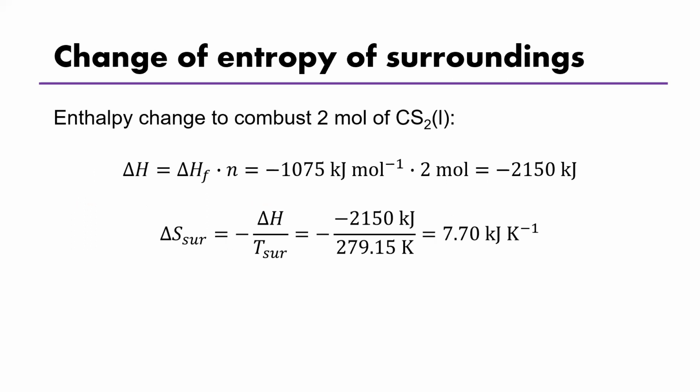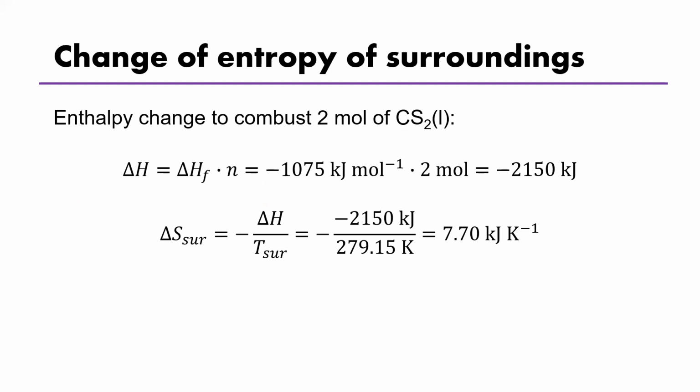So we now calculate the change in entropy to combust 2 moles of carbon disulfide. So we have to calculate the change in entropy, which is the change in entropy of formation times the number of moles. So we have minus 1075 kilojoules per mole as our total change in entropy, and we have 2 moles. So we have a total change in entropy of minus 2150 kilojoules.